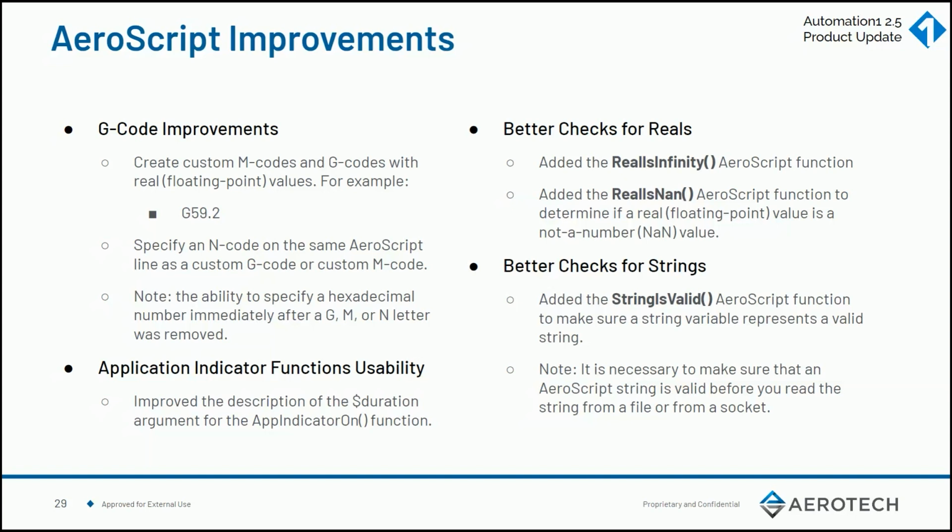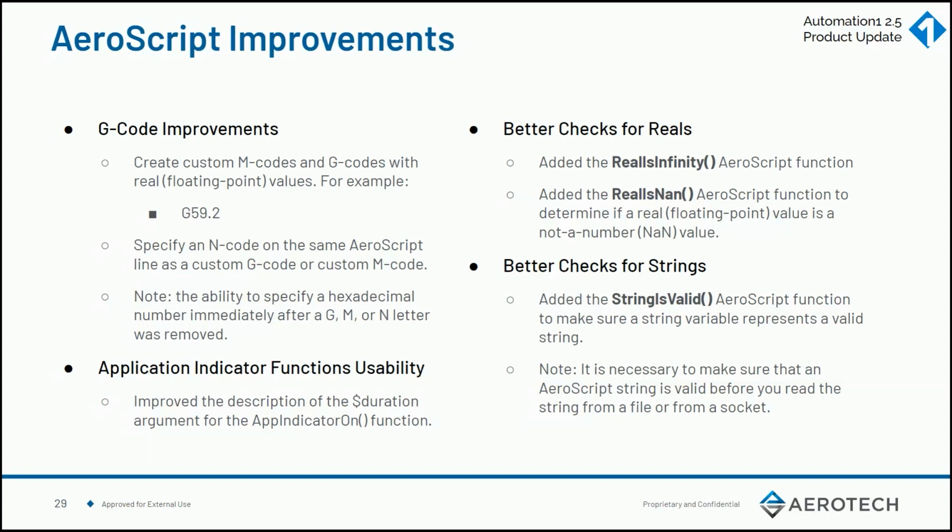And then the ability to specify hexadecimal numbers immediately after G, M, or N letters, that was removed. It was a little bit confusing for our programming language approach, and not many people were using that. Please get back to Aerotech if that creates an issue for you. The application indicator function usability was improved just by improving descriptions in the help topics about how the app indicator on function works. We do better checks for reals right now, added to AeroScript.